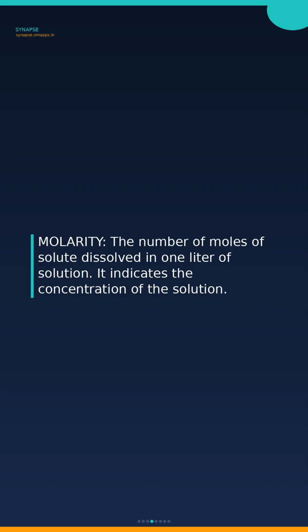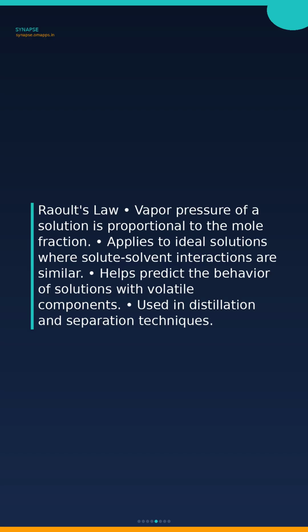Delta Tb equals Kb times m, where delta Tb is the elevation in boiling point, Kb is the ebullioscopic constant, and m is the molality. Always remember that colligative properties depend on the number of solute particles, not what those particles are. A common mistake is forgetting to account for the Van 't Hoff factor when dealing with ionic compounds. Now, let's work through an example.